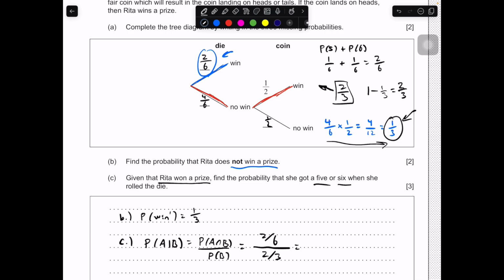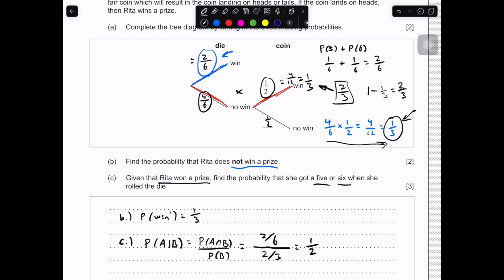It is equal to 1/2. And that should actually make sense. So twice as often she doesn't win, but half of this. If we were to multiply along the branches, this would be 1/3 of the time. 4/6 times 1/2 is equal to 4/12, or 1/3.